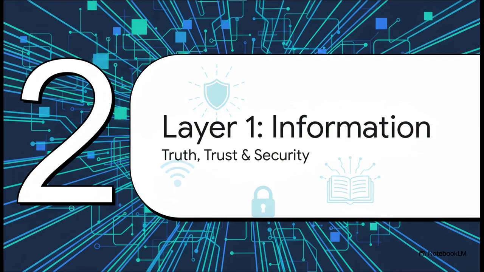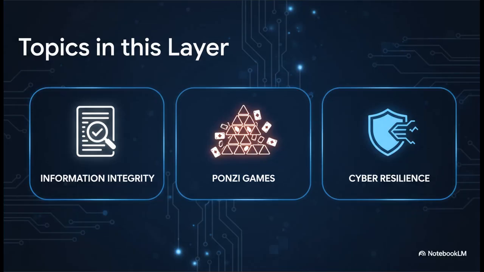All right, our first stop is the information layer. And honestly, this is the absolute foundation. Every single transaction, every investment, every decision in finance is built on a bedrock of truth and trust. And this layer is all about protecting that foundation. The reports we're looking at here really get to the heart of financial trust. They break down why information integrity is so critical, they expose the anatomy of sophisticated frauds like Ponzi schemes, and they map out the huge battle for cyber resilience. I mean, if you get this layer wrong, the entire system starts to wobble.